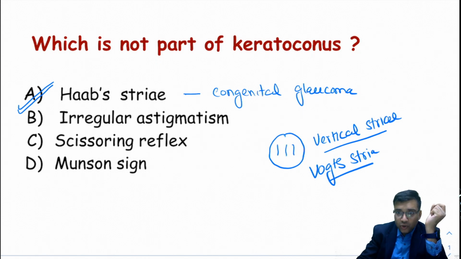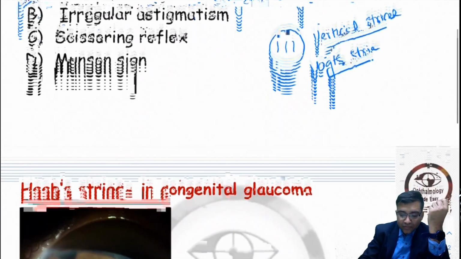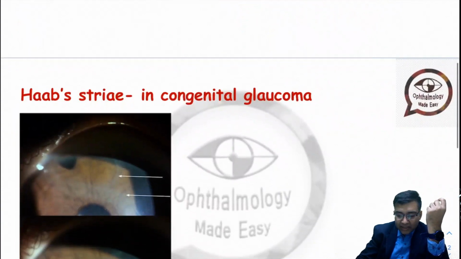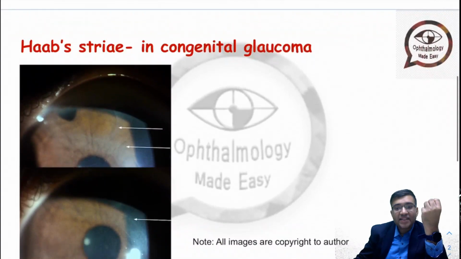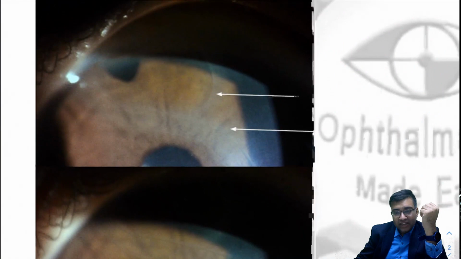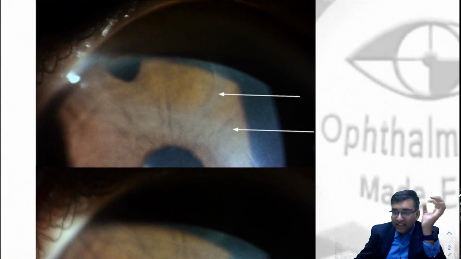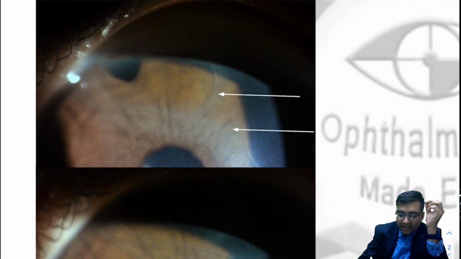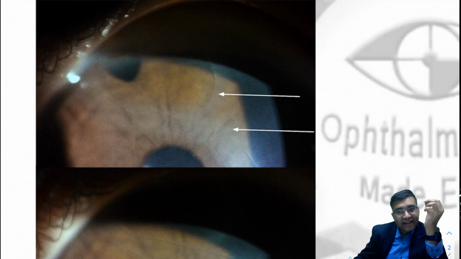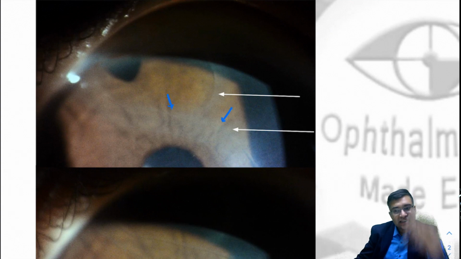Now I would just show you how the Haab's striae actually look. So this is a picture of one of my patients who was having congenital glaucoma. She was already operated for congenital glaucoma with trabeculectomy and trabeculotomy surgery. And if you can see the arrows here, they are basically showing you that there are striae in the cornea, and this is basically called Haab's striae. Okay, so we know the Haab's striae are in congenital glaucoma.